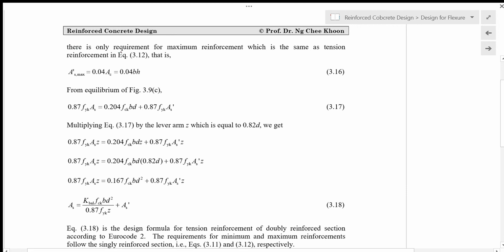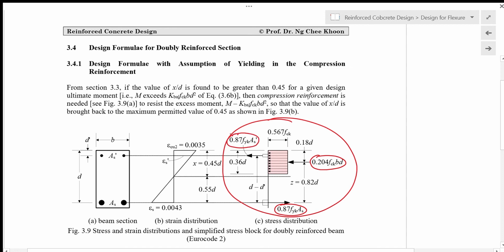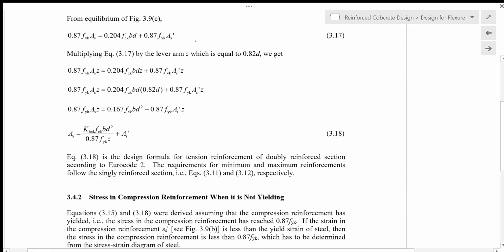There is only a requirement for maximum reinforcement, which is the same as for tension reinforcement, that is 0.04 Ac or 0.04 times bh. Okay, and then for force equilibrium of this diagram here, we have 0.87 fyk As equals 0.204 fck bd plus 0.87 fyk As prime.